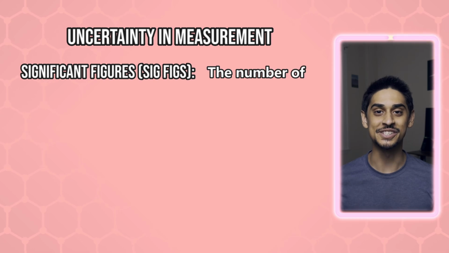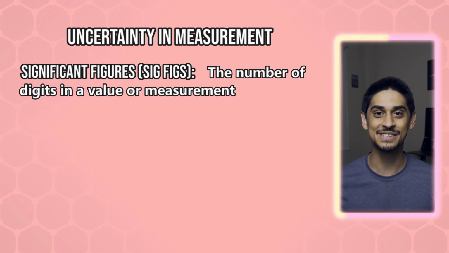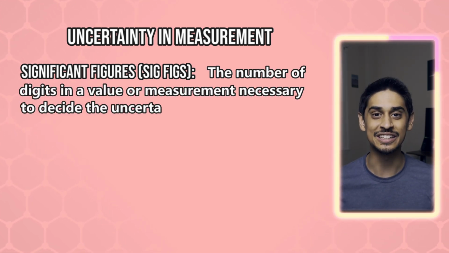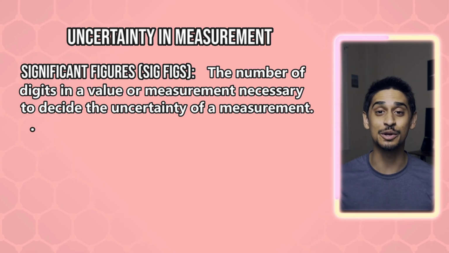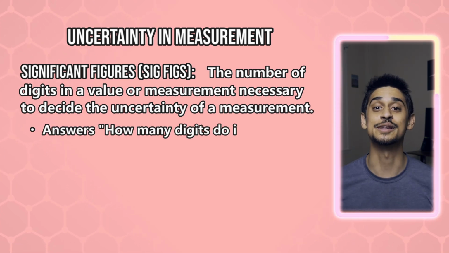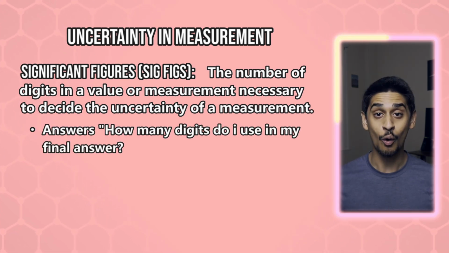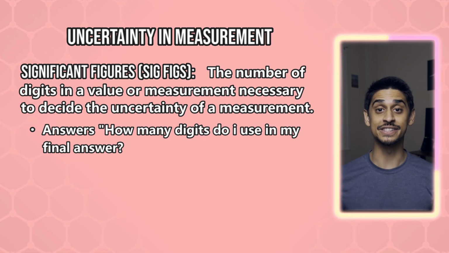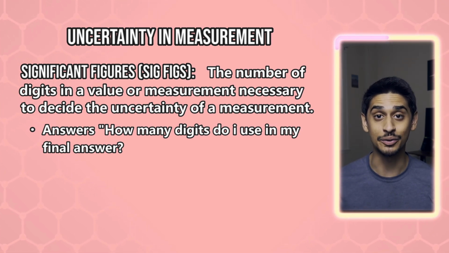Another important topic when discussing uncertainty is significant figures, or sig figs for short. Sig figs are the number of digits in a value or measurement necessary to decide the uncertainty of a measurement. Really, it answers the question, how many digits do I use in my final answer? Do I round to the nearest whole number, or do I write down all of the digits after the decimal place like my calculator reads?